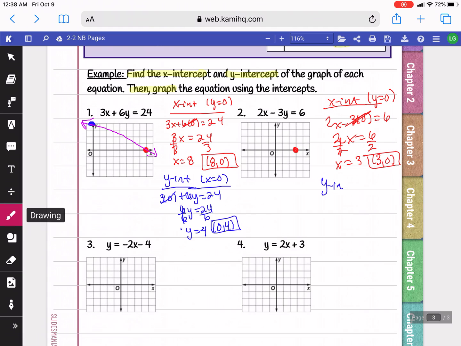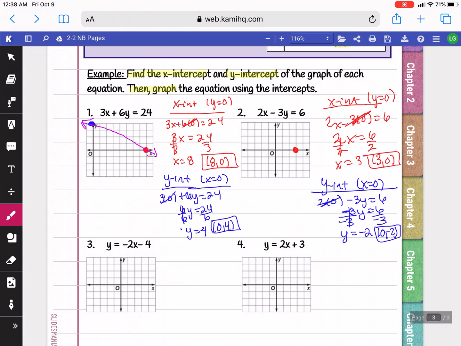To find the y-intercept, we're going to plug in 0 for x. So in my equation, it becomes 2 times 0 minus 3y equals 6. And my 2 times 0 disappears. I have negative 3y equals 6. If I divide by negative 3, my y-intercept is at negative 2. If you're writing it as a point, you would write 0, negative 2. So I'm going to go to my y-axis and put a point at negative 2. And now I can sketch my line through my 2 points.